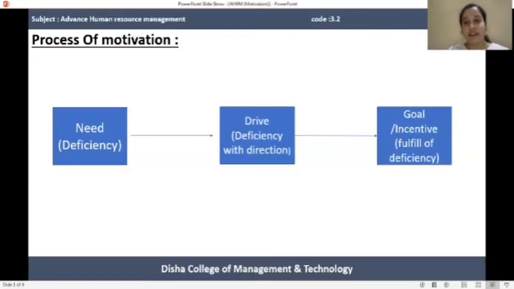After identifying the needs, they have to show various paths. They have to show the directions to the employee through which these deficiencies can be fulfilled. So the person's need can be fulfilled by achieving some incentives.